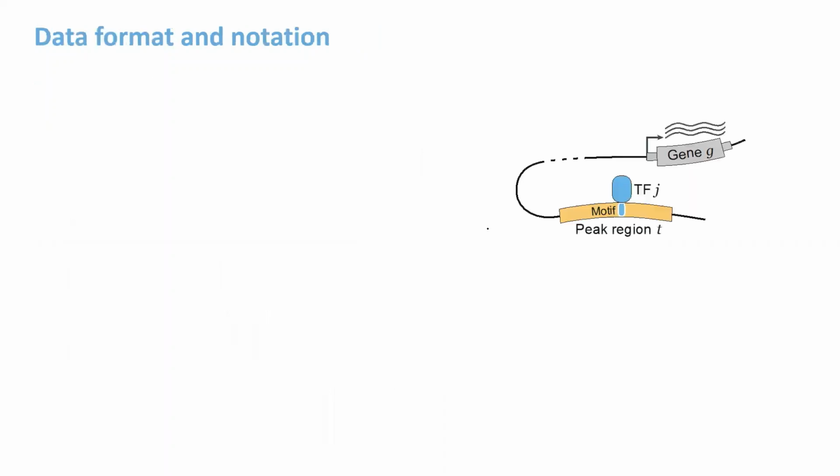So this is a data format and notation. Remember at the very beginning, I said it's very complicated, but if you modularize this, there are 3 different factors. Transcription factor J binds to a region, we call it peak region T, and then this regulates the gene expression for gene G, okay?